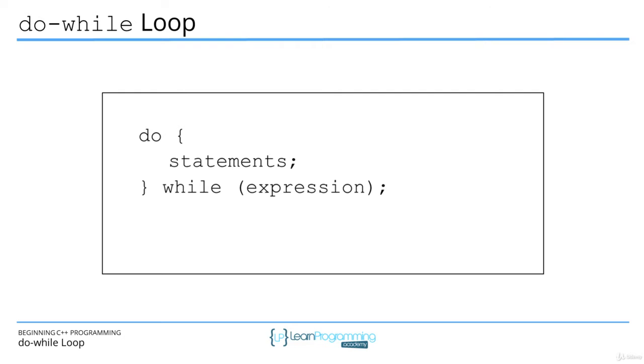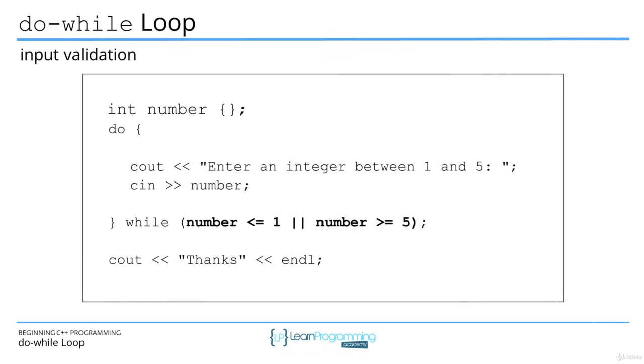Let's see an example of using the do-while loop for input validation. In this example, we execute the body of the loop, then test the condition. So we ask the user for a number between 1 and 5 and assign it to the variable number. Then we test to see if number is out of range. If it is, then we loop again. If it is in range, then the loop terminates. You can see how much cleaner the logic is in this case.